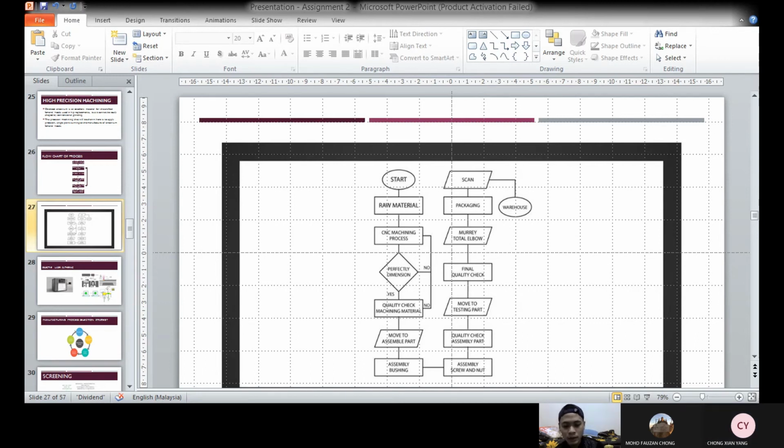Next we check the quality of the assembled part. Then we move to the testing part, and last is the final quality check. Next we go on to the Morrey total elbow. We start the packaging, scan, and go to the warehouse.